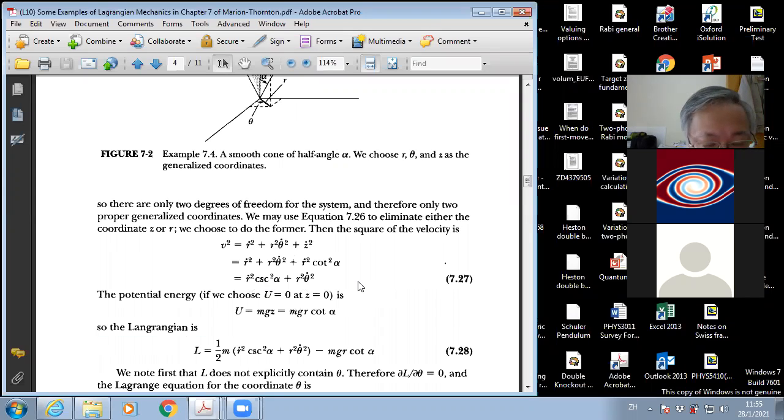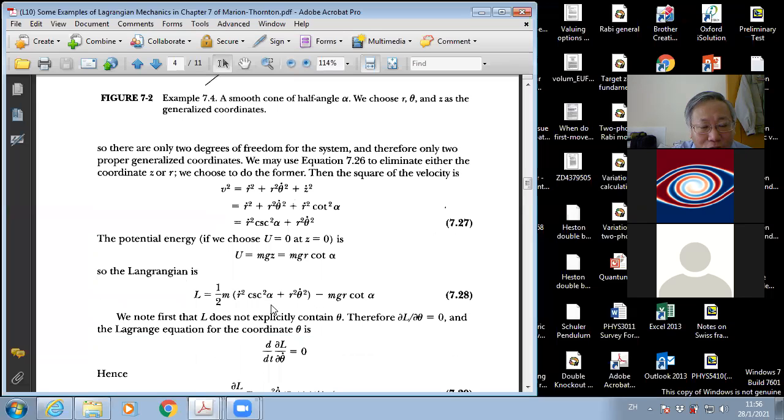Now the potential energy, if we choose u equal to 0 at z equal to 0, then it has a very simple expression, u equal to mgz, all right? Mgz can be expressed as mgr cosine alpha. Again, alpha is a constant, okay? Now we combine the kinetic energy and potential energy together, we get equation 7.28, the Lagrangian function.